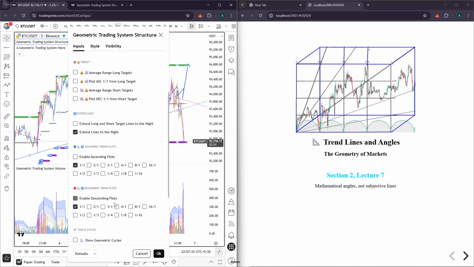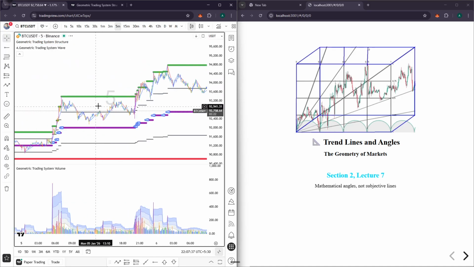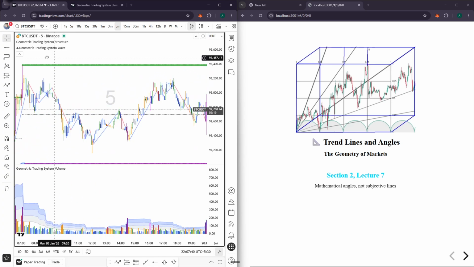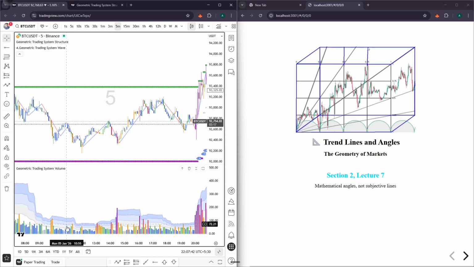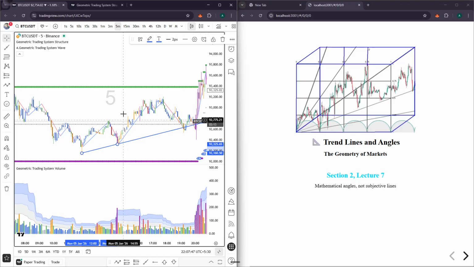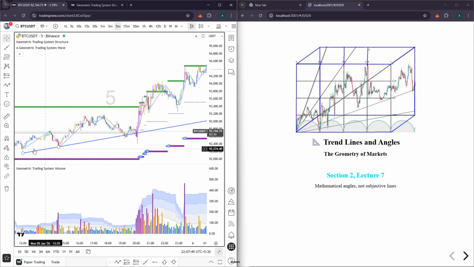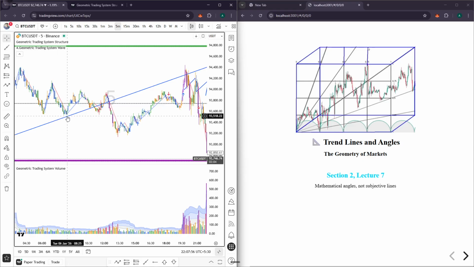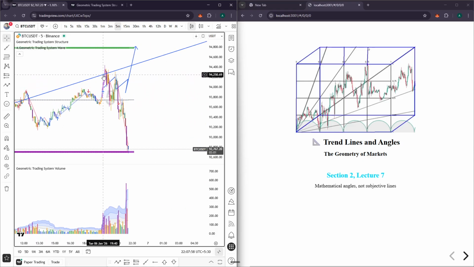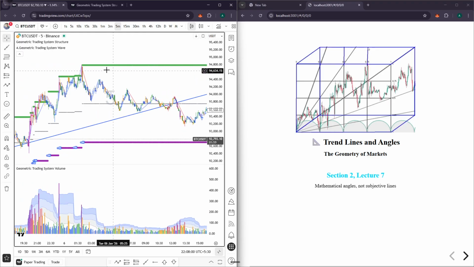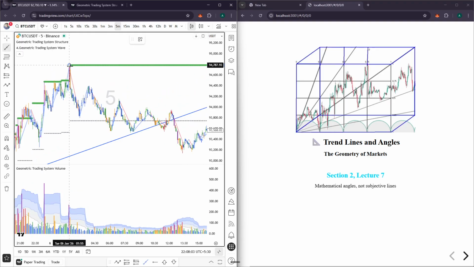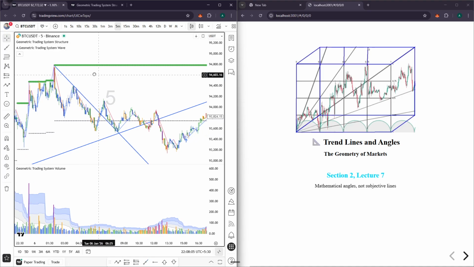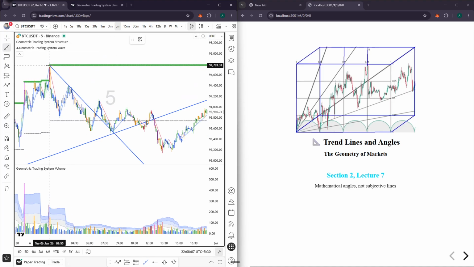For instance, suppose I connect these two swing lows. When I connect these two, you can see it is working here, working here. It worked there, but missed it. But then this was hit. Now, what if I want to draw the trend line here? I can draw this, or I can draw this.